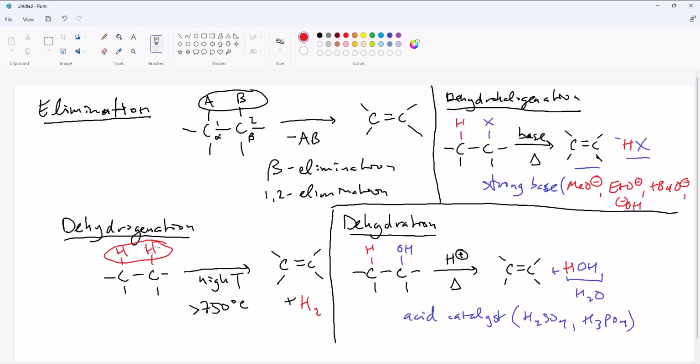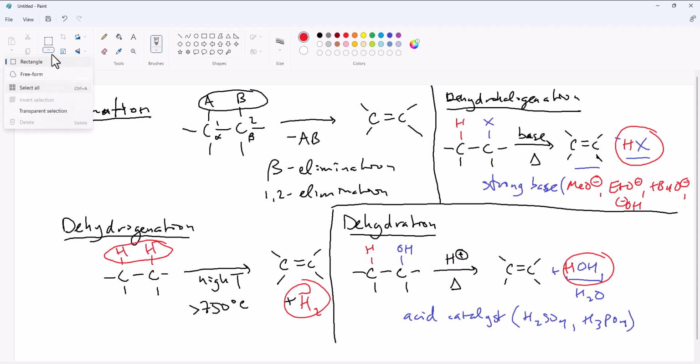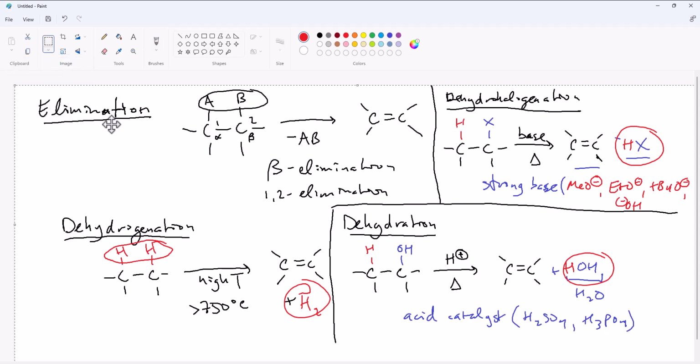So again, we couple the two atoms that are next to each other, we lose an equivalent of hydrogen, we lose an equivalent of water, we lose an equivalent of HX, and we generate the alkene in the process. So we always are generating the alkene, and as we see, elimination reactions are going to be used to generate alkenes. It's a very useful reaction for generating alkenes in the lab.